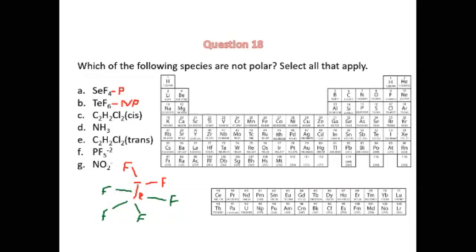This right now is just a review to get us thinking about Lewis structures and polarity, because the next lecture will be about intermolecular forces, where we need to utilize this polar and nonpolar.